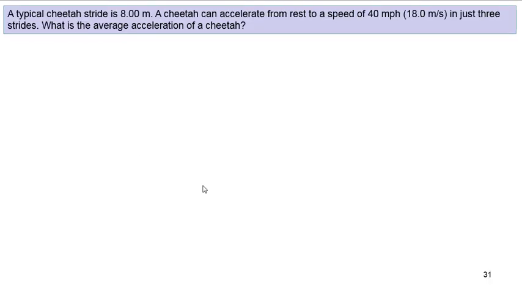Let's do another one. So again, press pause. This one is not quite as much of a plug and chug. This one involves a little bit more thinking and understanding the concepts. So press pause, read through it, do your best, and then press play to see it with me.